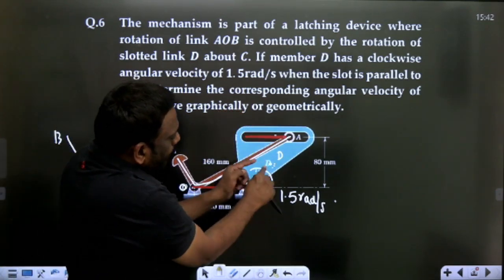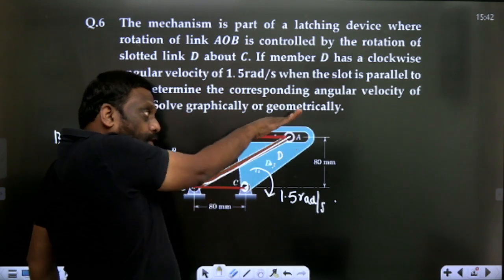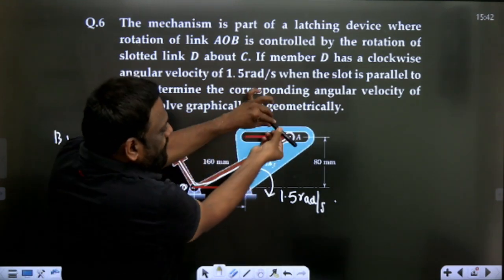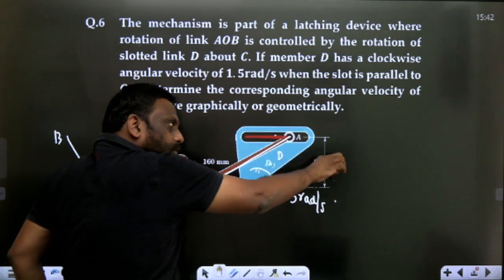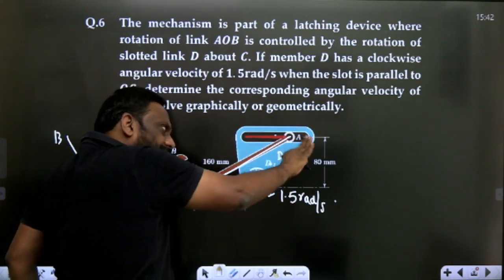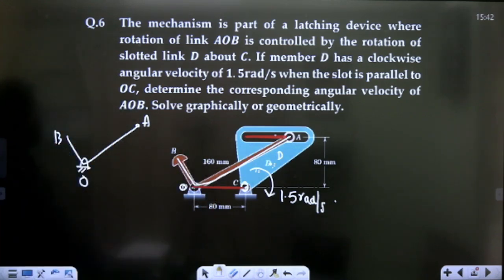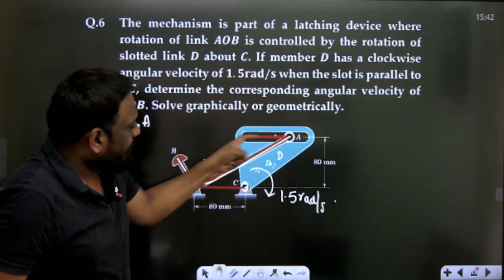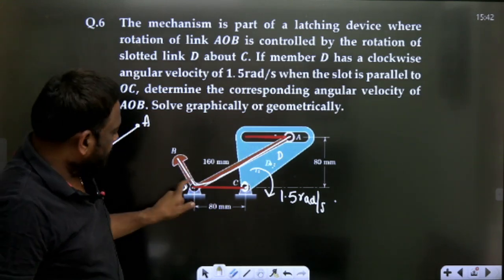So when this blue link is rotating in clockwise direction, when it rotates, now this slot will tilt. This slot will tilt. Thereby, this point will move to the right. That means this will go down like this. So therefore, this will rotate clockwise. Both are rotating in clockwise. So when this slot is parallel to OD, OC, what is the angular velocity of this AOB?